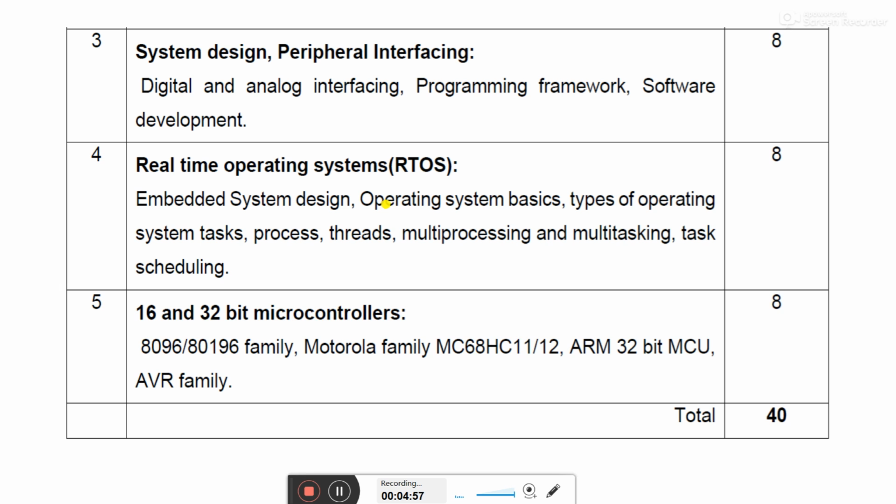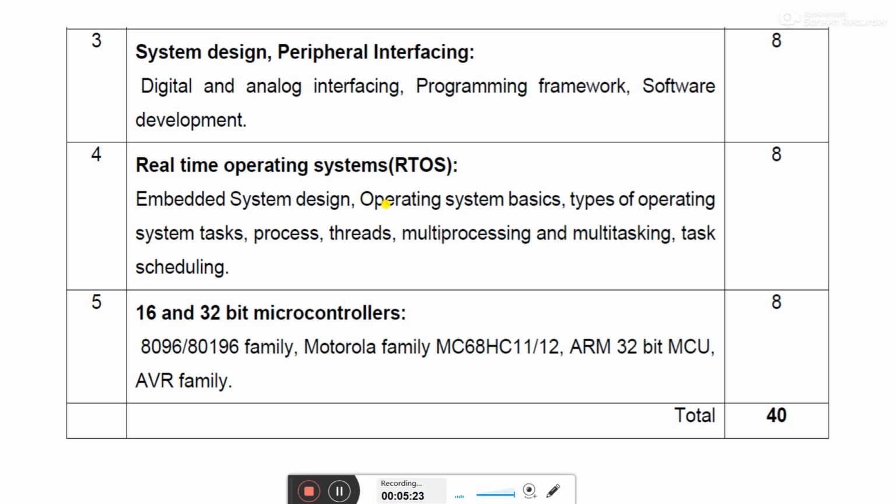In unit 5 we will find some advanced architectures of microcontroller. So we will learn about 16 and 32-bit microcontrollers. In the last unit, unit 2, we discussed the 8051 microcontroller, which is basically an 8-bit microcontroller, and here we will learn about 16 and 32-bit microcontrollers and their architectures.